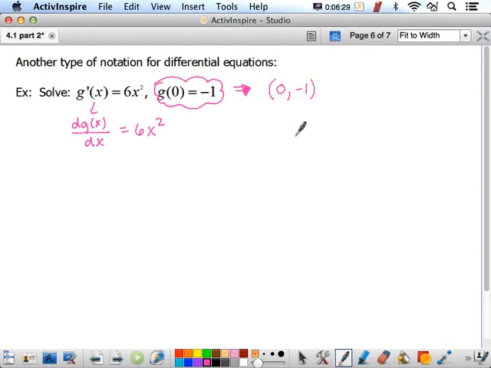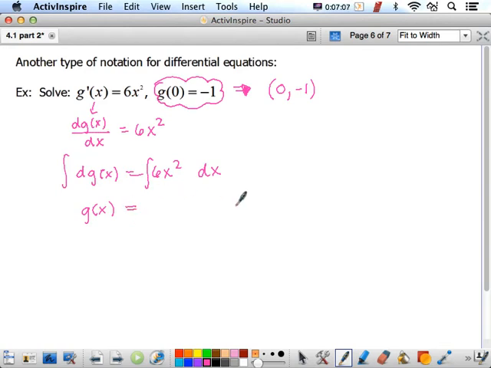We need to go ahead and split this and say that the derivative of g of x is equal to 6x squared times dx. And then you just integrate both sides. The derivative of g of x will just be, if that were a y, it would just be y. So it's just going to be g of x. Remember that function notation just takes the place of the y equals. So instead of just y, we're going to have g of x equals. And then this integrates up to 6x cubed over 3, which would just be 2x cubed, plus whatever our constant of integration is.